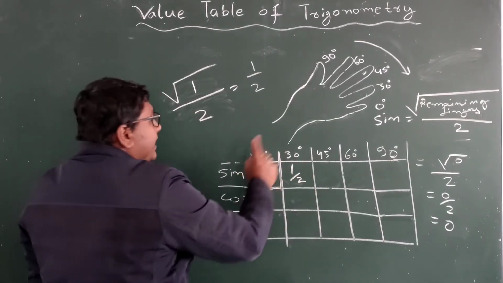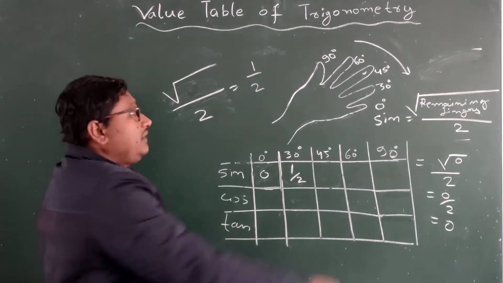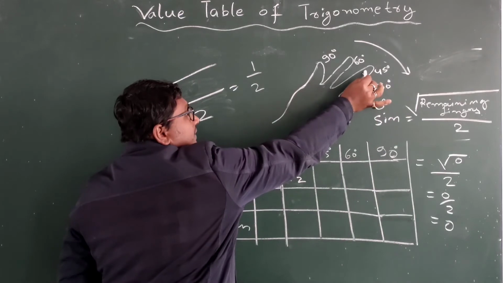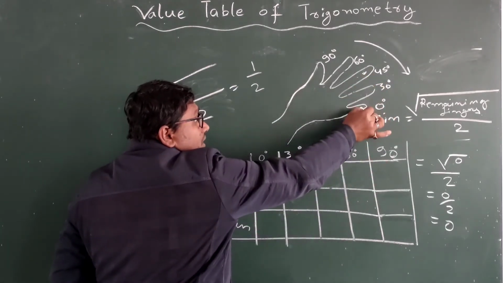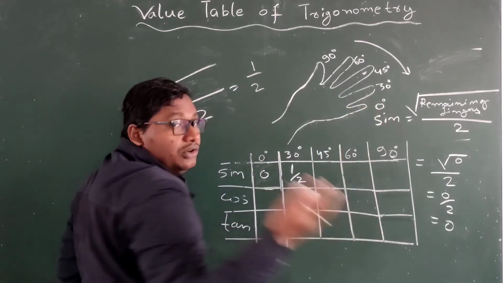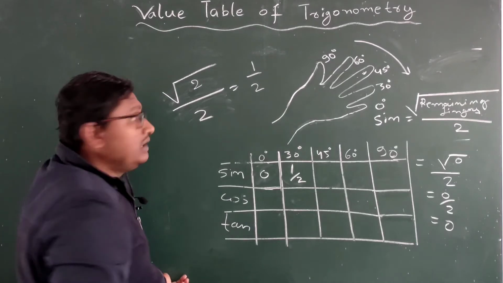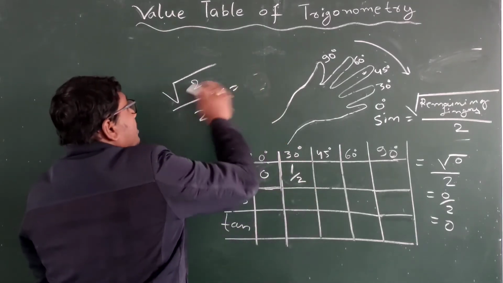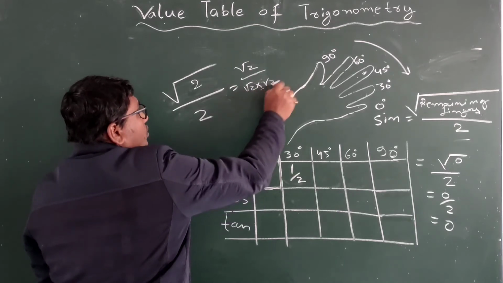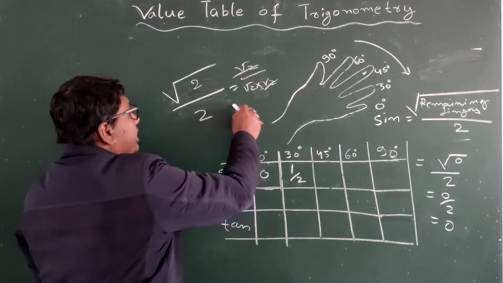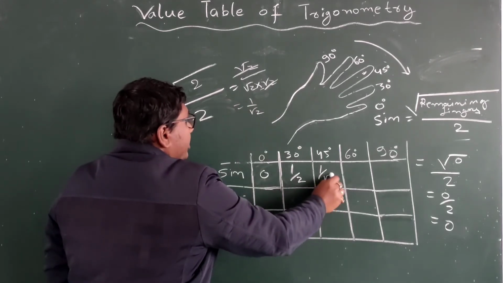Now again sine 45 degree. For sine 45 degree, again you see, here is 45 degree. This finger will be 45 degree and after this finger, how many fingers are left? After this finger, there are only 2 fingers. So write here 2 inside the square root. So it will be root 2, and 2 can be written as root 2 into root 2. So this will be cancelled. We will get 1 by root 2, and you know the value is 1 by root 2.